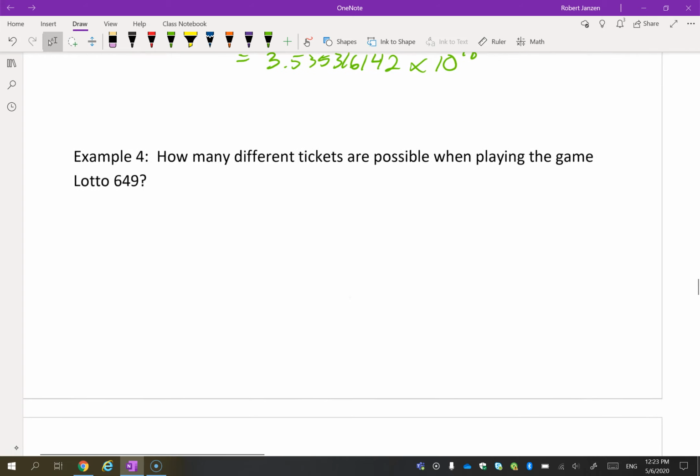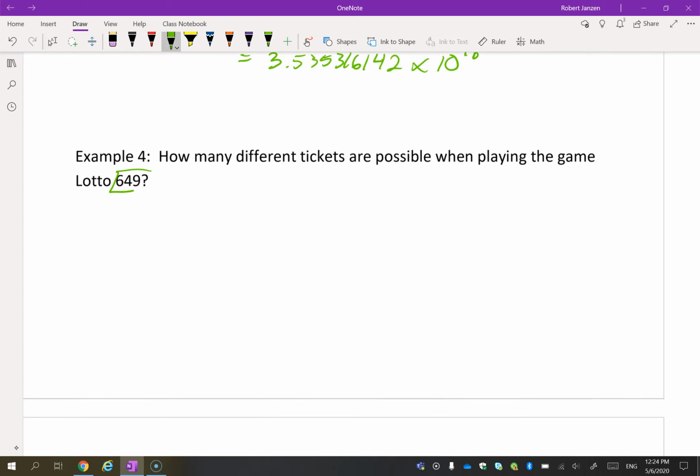Okay, let's do one that's a little closer to home here. Lotto 649. You guys know anything about Lotto 649? That's a lottery that happens in Canada. In Lotto 649, there are 49 numbers, so the numbers 1 to 49, and you choose 6 of them. Again, order doesn't matter here. Okay? So 49 choose 6.